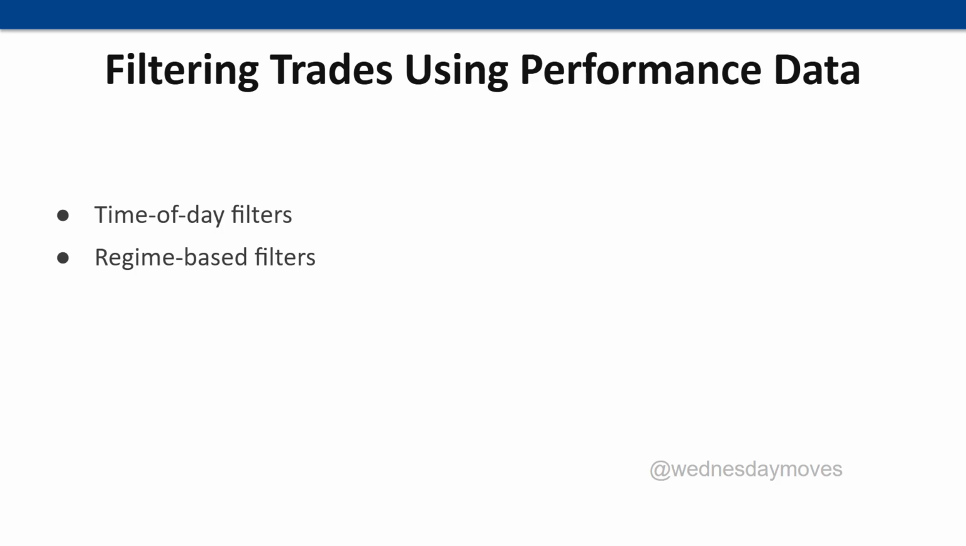Filtering trades using performance data. Data may reveal that certain market sessions, volatility regions, or structural conditions produce lower expectancy. Filtering these trades improves overall equity curve shape. Optimization is about refinement, not overcomplication.